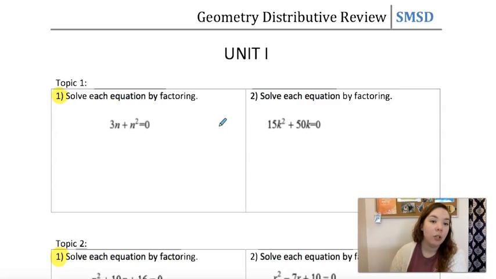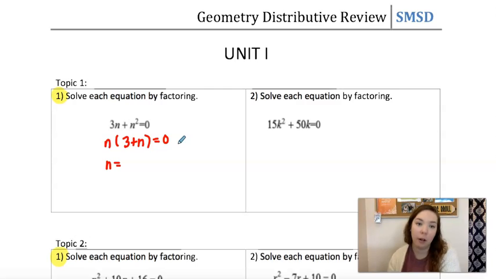So for number 1, I'm going to start by pulling out my greatest common factor, which in this case is just n. So then I'll have 3 plus n equals 0. And then using the zero product property, we know that if I set each individual piece equal to 0, that's how these could be multiplied back to 0, since 0 times anything else is 0.